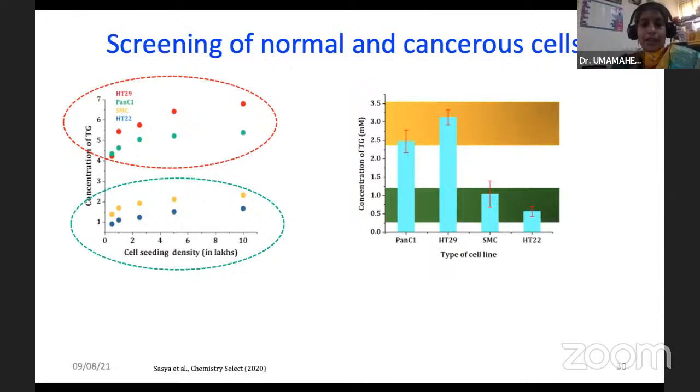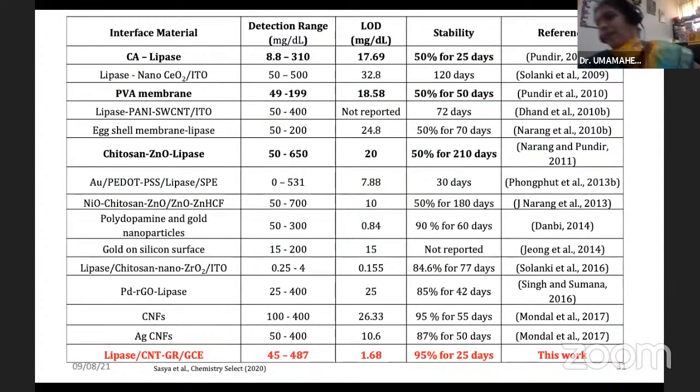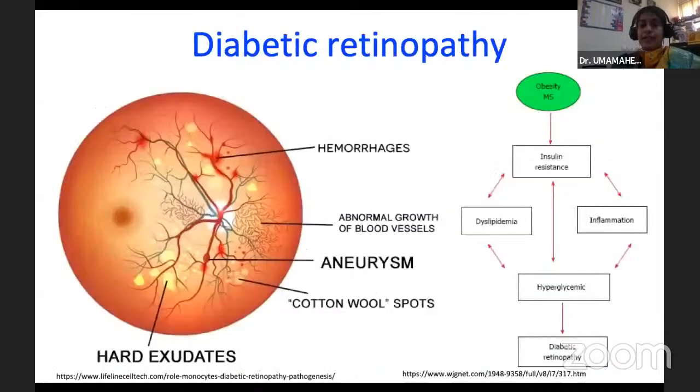So we have now looked at two markers that we had seen in terms of metabolic syndrome, but we had also extended their applications into some cell-based assays. This table is a routine table that most of us like to compare how this stands when compared with other kinds of sensors. The sensor that we developed has a wide range and very good stability. So it has a lot of potential for applications, not just as a metabolic syndrome marker detection unit, but also for distinguishing cancer and normal cells.